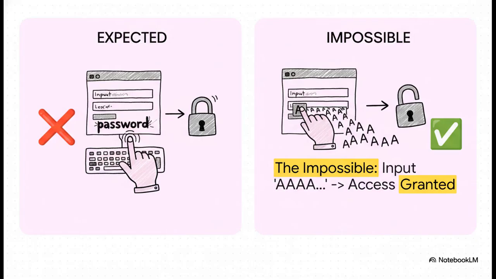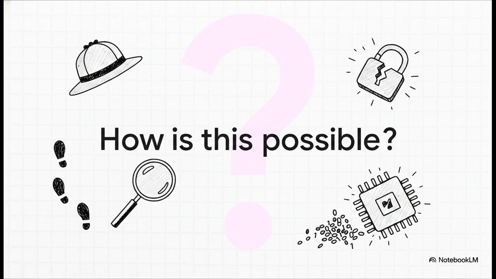Okay, so let's get right into it. On the left, you've got the normal, everyday scenario. Program wants a password, you type in the wrong thing, access denied. Makes sense. But then, look at the right. Something totally bizarre is happening. We just throw a ridiculously long string of A's at the program, and somehow we're in. Yeah, this isn't some secret feature. It is a huge, catastrophic flaw. So, the big question is, how in the world is that even possible?